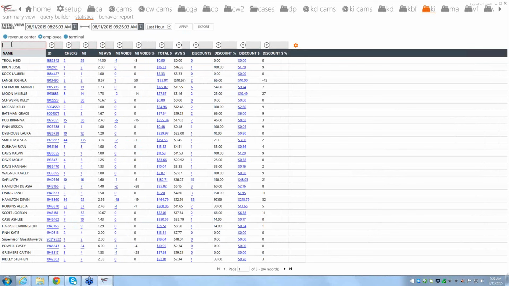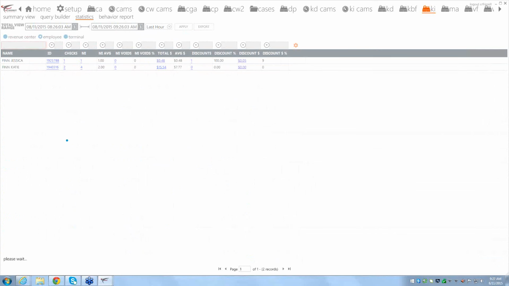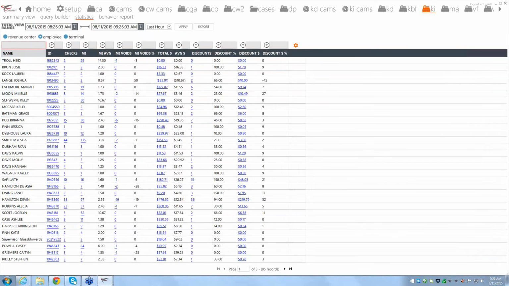So if I wanted to look for Finn, it's all caps, I believe. You don't have to hit enter after this. You can just hold. And we've got 2 Finns that work at this location. We got Jessica and Katie, possibly related. You can backspace on that now and let that go blank. And if you just wait a second, you don't have to hit enter. This is going to bring everybody back up again.